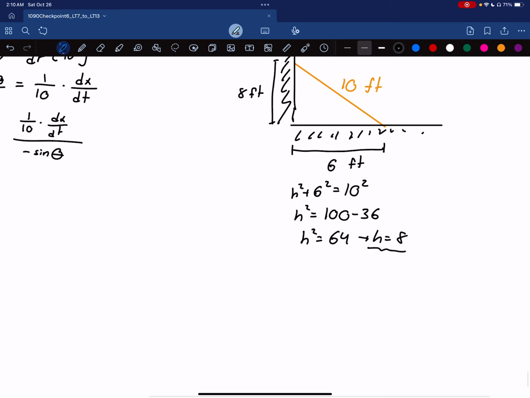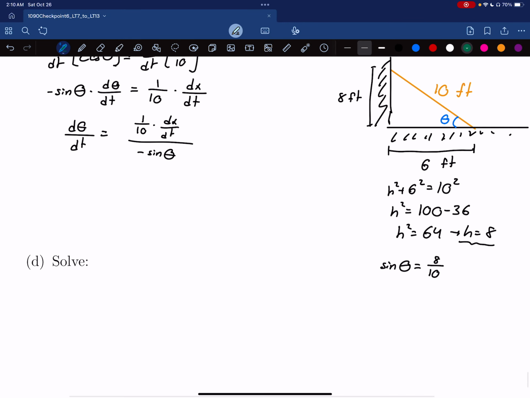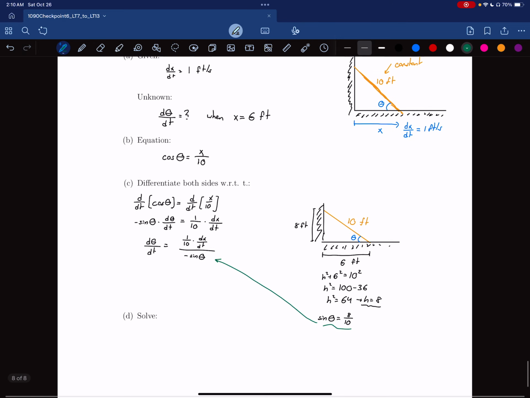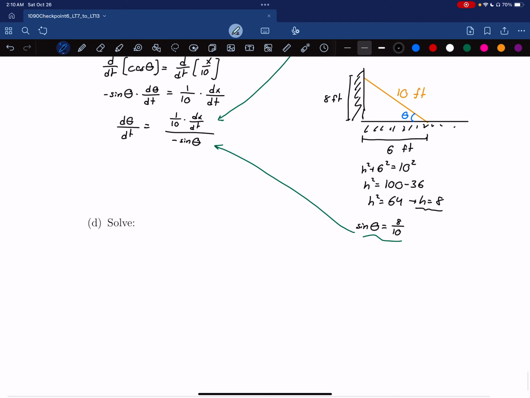Okay, now given this triangle that we have, I should also define what theta even is, sorry. Sine theta will be equal to the opposite over the hypotenuse, 8/10. Now that we have this value, we can bring it up here. We also know dx dt from way up here. And now we have values. So let's go down here and solve.